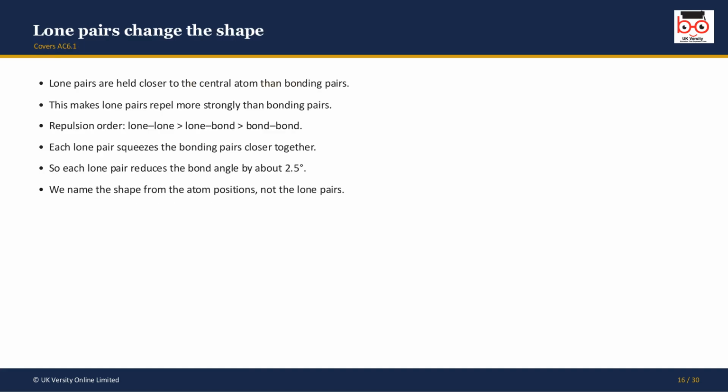Now for an important refinement, the effect of lone pairs. A lone pair is held closer to the central atom than a bonding pair, and because of that, it repels more strongly. The order of repulsion runs: lone pair to lone pair is strongest, then lone pair to bonding pair, then bonding pair to bonding pair. So each lone pair squeezes the bonding pairs a little closer together, reducing the bond angle by roughly 2.5 degrees per lone pair. And we always name the shape from the atom positions, not from the lone pairs.